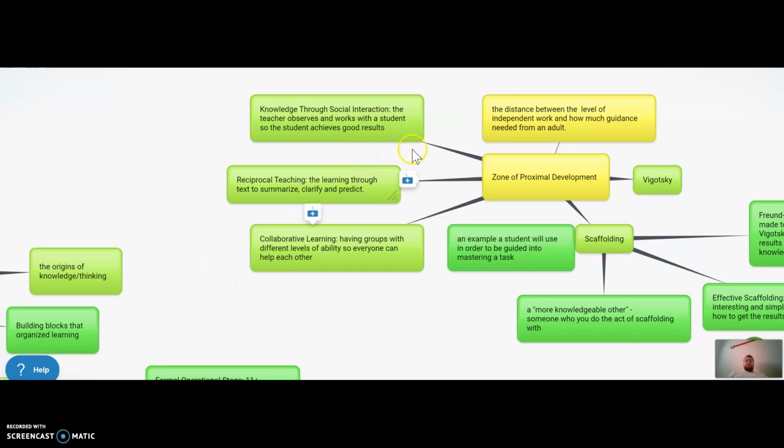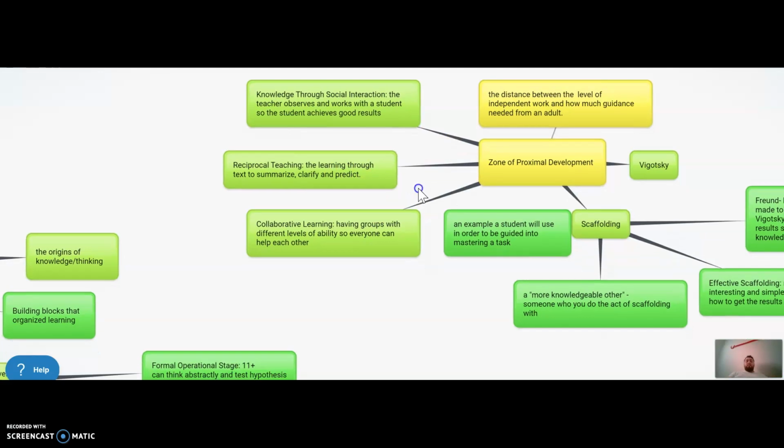This goes into also the knowledge through social interaction. So the teacher observes and works with the student so the student achieves good results. So this is just supervision of an adult over the student while the student is working, so the student knows that he has the support of a more knowledgeable person.